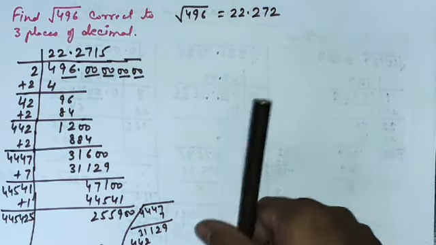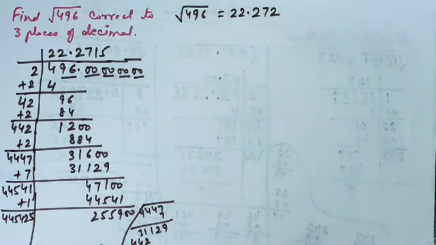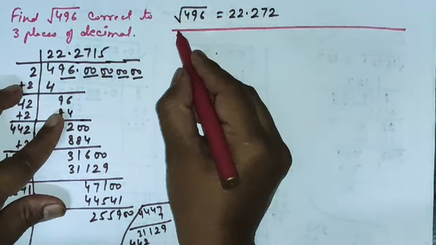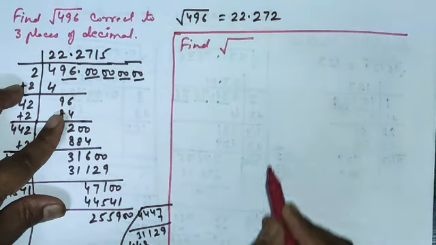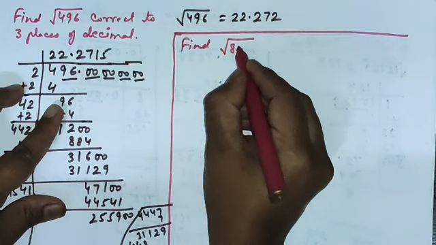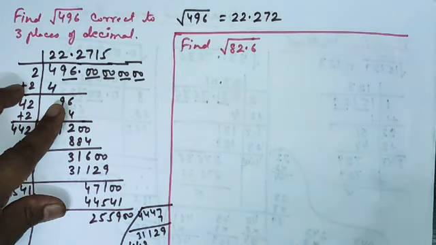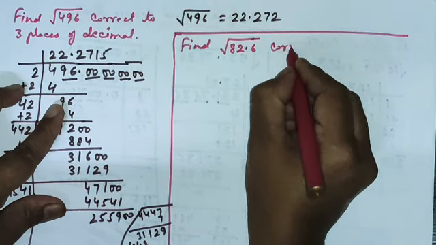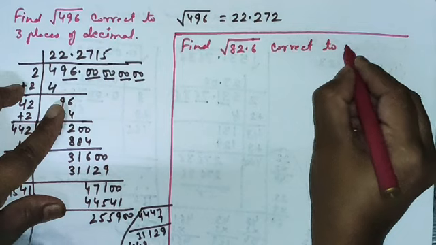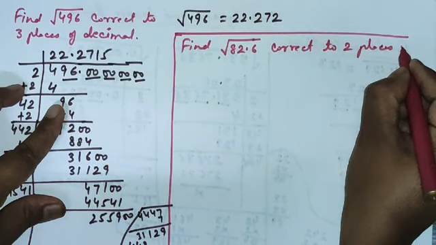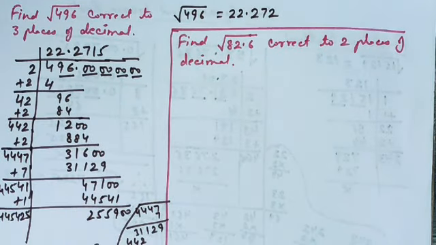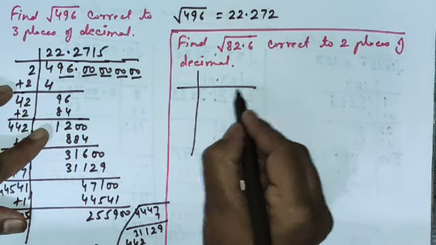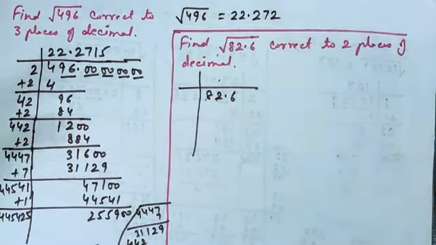Next is find square root of 82.6 correct to 2 places of decimal. Correct to 2 places of decimal. So 82.6.